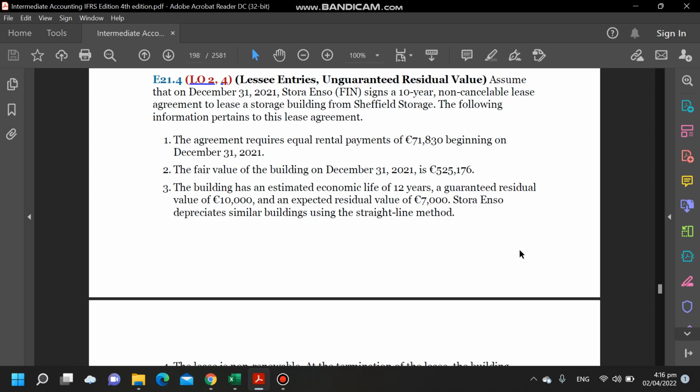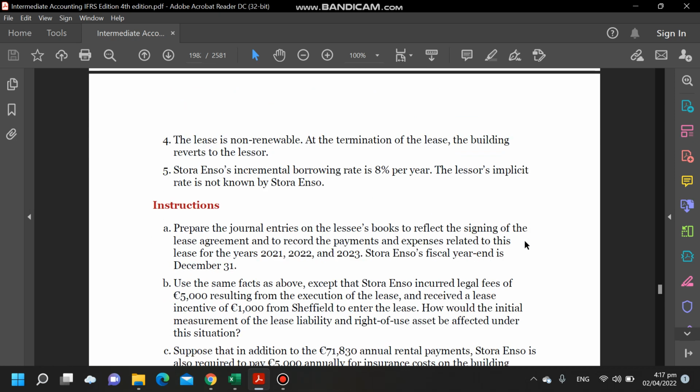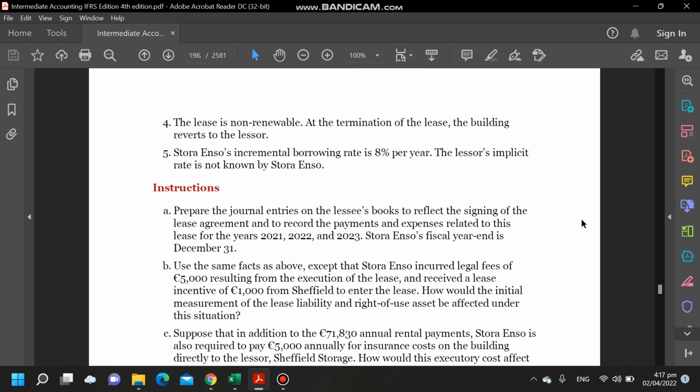Stora Enso depreciates similar buildings using the straight line method. And then number four, the lease is non-renewable. At the termination of the lease, the building reverts to the lessor. And then number five, Stora Enso's incremental borrowing rate is 8% per year. The lessor's implicit rate is not known by Stora Enso.